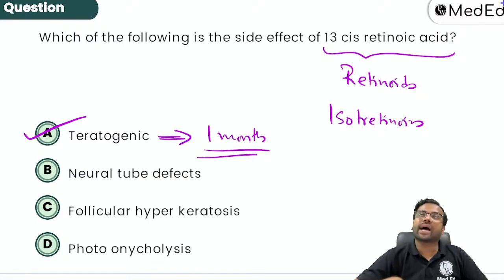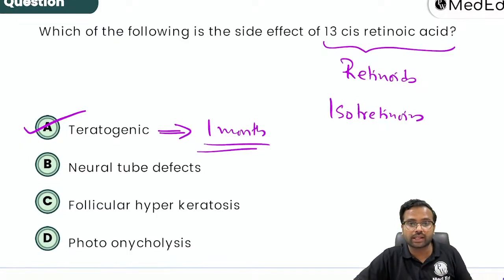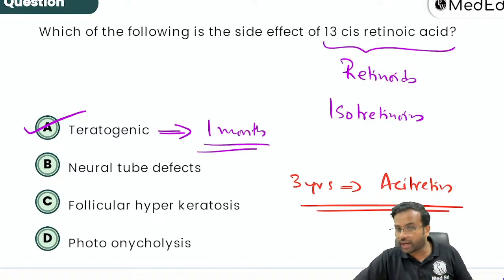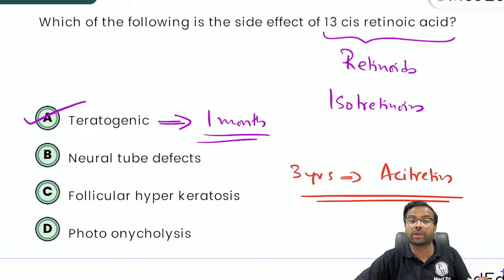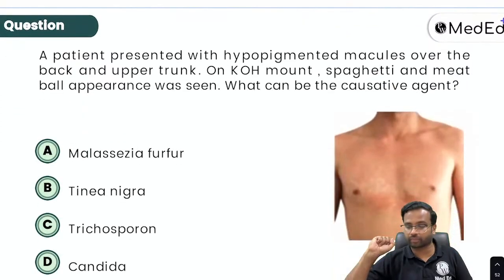So whoever is answering it as 3 years, please note down that 3 years is a wrong answer. So 3 years is actually for acitretin. It is another retinoid that is called acitretin, which is used in pustular psoriasis. Clear? So please don't answer it as 3 years. 3 years, remember, it is acitretin and that is used in pustular psoriasis. 13-cis retinoic acid is actually isotretinoin. Yeah. So now let's go to the next one.